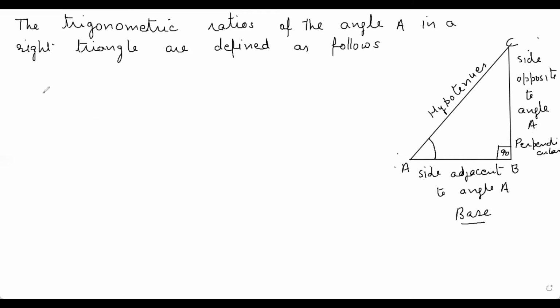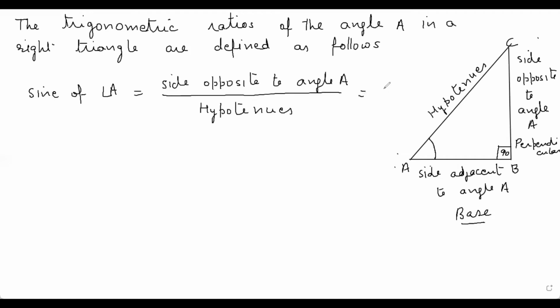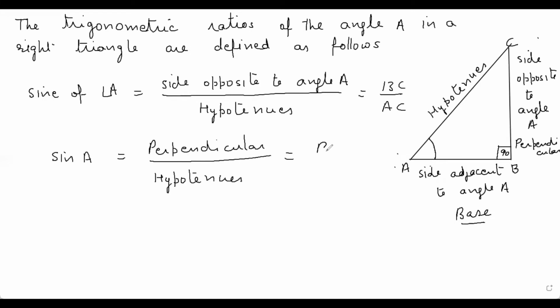Now I am going to explain sine of angle A. Sine of angle A is side opposite to angle A upon hypotenuse, that is equal to BC by AC. Sine, S-I-N-E, sine of angle A is equal to side opposite to angle A upon hypotenuse, that is BC by AC. In abbreviation, we write it as sin A. Side opposite to angle A is perpendicular upon hypotenuse, that is equal to BC by AC.